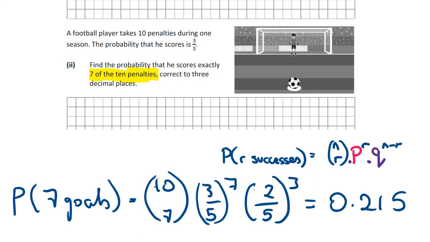As we can imagine, the probability of him scoring a penalty is only 60%, so 6 in 10. So overall, the chance that he's going to get 7 out of the 10 is fairly low, which is 0.215.